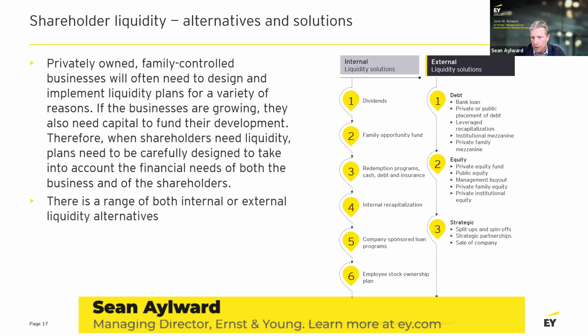The first is dividends, right? That's the first one that everybody goes to. It's the easiest to compare to other publicly traded companies, right? You can look at the S&P 500 and see what the dividend payout ratio is.